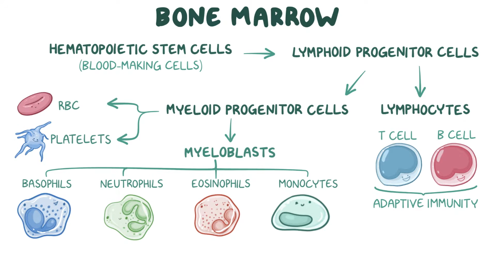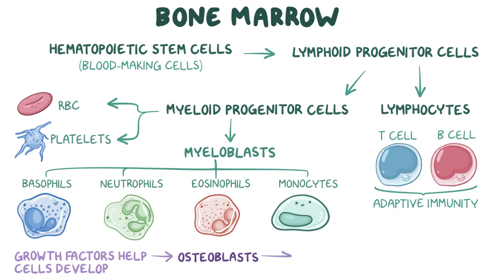There are a number of growth factors that help these cells develop. For example, osteoblasts release a substance called MCSF, macrophage colony stimulating factor, which helps stimulate myeloid cells like monocytes.